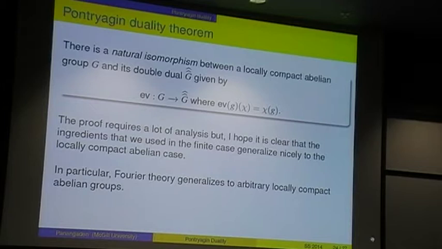And in particular, Fourier theory now generalizes to arbitrary locally compact abelian groups, not just the circle and Z. You might wonder, Fourier series, how does that work? Well, that's a self-duality between R and R. Okay, so Fourier series is the circle and Z. The Fourier transform that physicists love so much is the self-duality of the real line in itself.